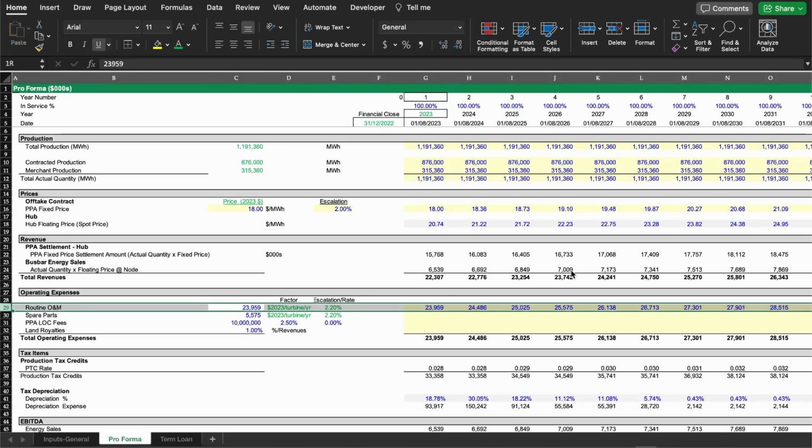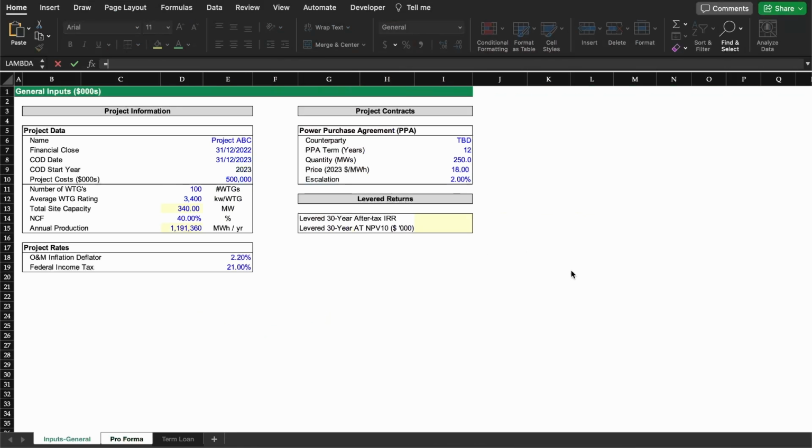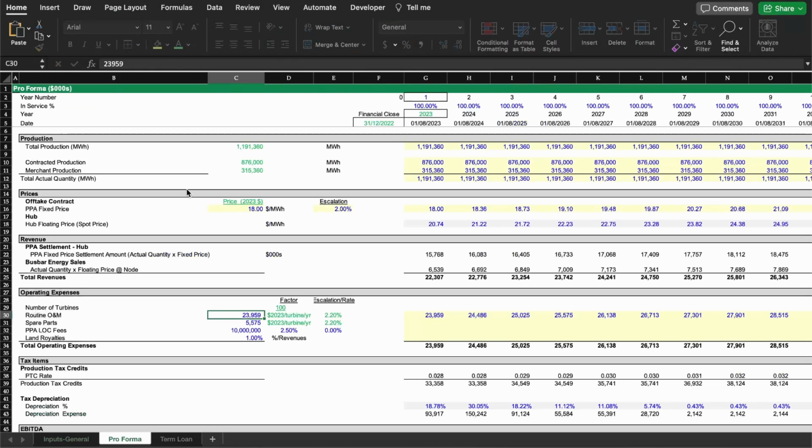Huh. Okay. So let me just add here. So number of turbines. See, the information is not there. So I'm just gonna open here. Just gonna save it here, and I'm gonna say the number of turbines is 100, right? So this is the number of turbines in here.